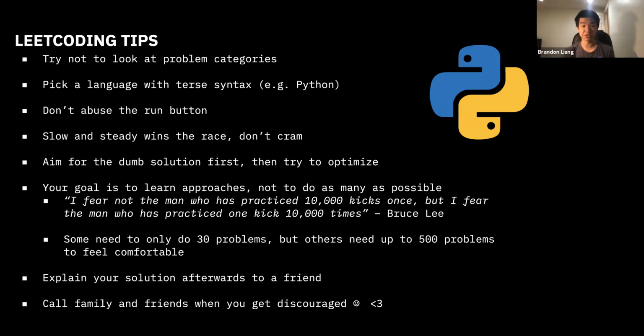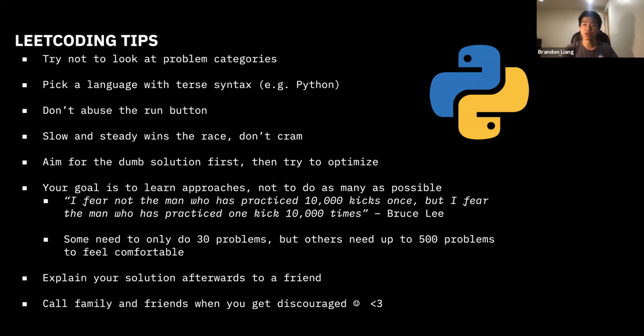Fifth tip would be to aim for the dumb solution first and then try to get the better solution, unless you are absolutely sure you know what the better solution is and are confident you can code it up immediately. Sometimes during an interview, your interviewer might even just be okay with the dumb solution. Just get something down that works and the problem will be solved.